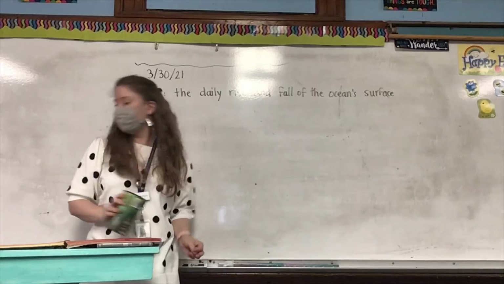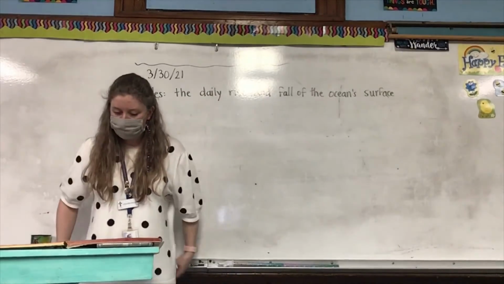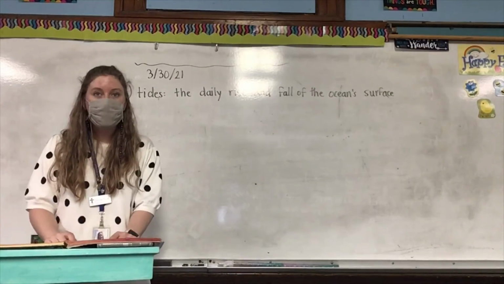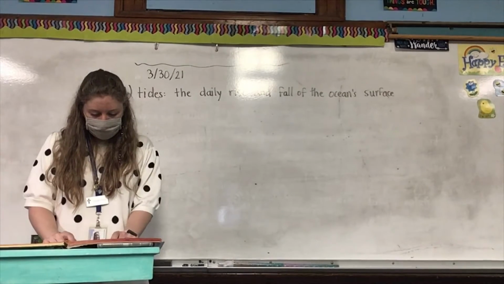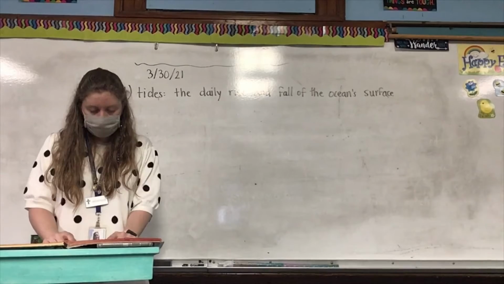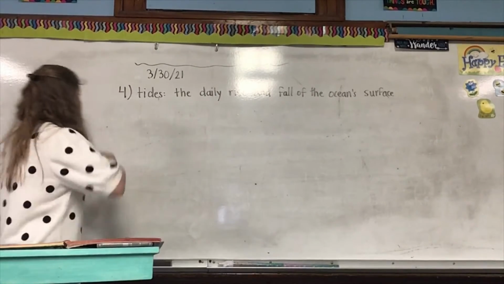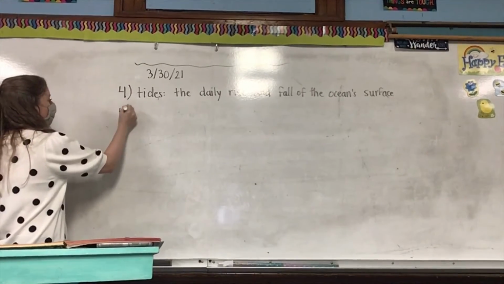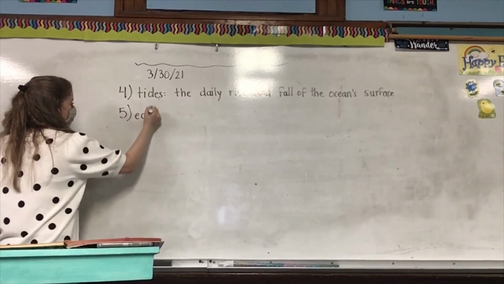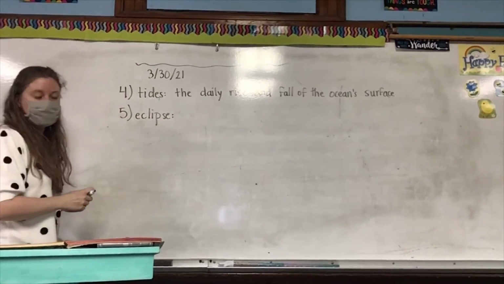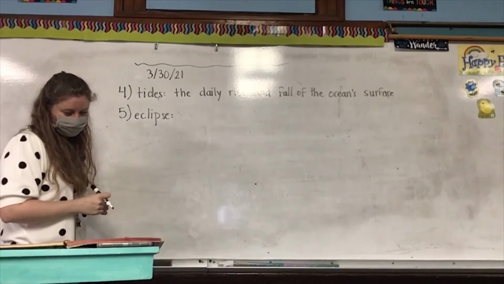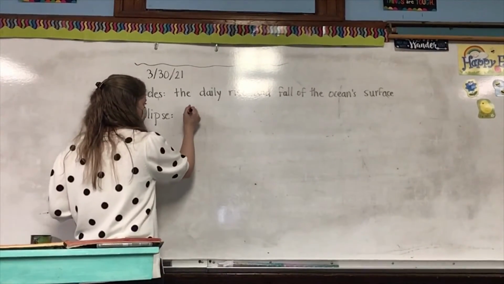Lena, please read. What is an eclipse? An eclipse is a shadow cast by the earth or the moon. Let's add that word. Number 5 is the word eclipse. And Lena, what is an eclipse? An eclipse is a shadow cast by the earth or moon.